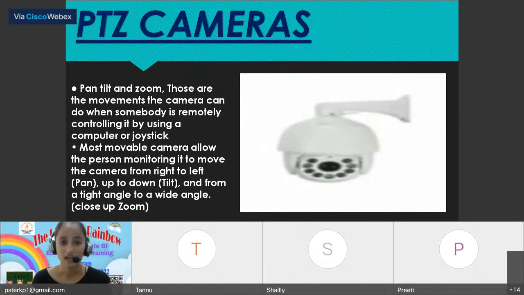Next, PTZ cameras. PTZ stands for pan, tilt and zoom. Now, pan, tilt and zoom are the movements that a camera can do when somebody is remotely controlling it by using a computer or joystick. Most movable cameras allow the person monitoring it to move the camera from right to left, up to down, and from a tight angle to a wide angle.